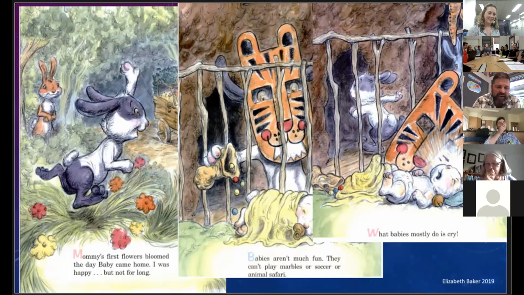Mummy's first flowers bloomed the day baby came home. I was happy, but not for long. Babies aren't much fun. They can't play marbles or soccer or... Oh, my screen's gone, sorry. But what babies mostly do is cry.